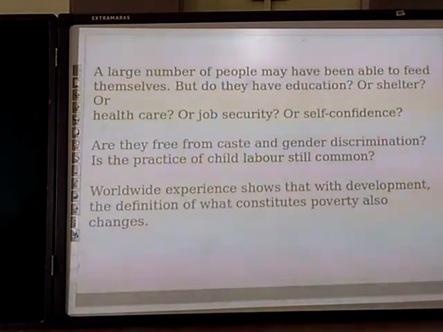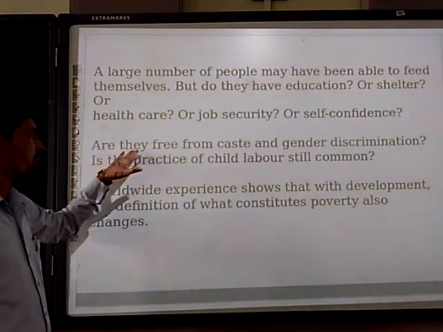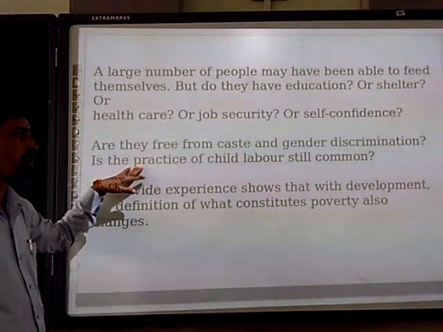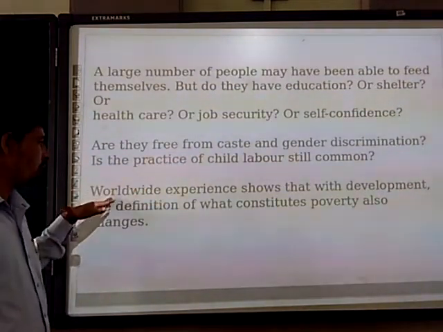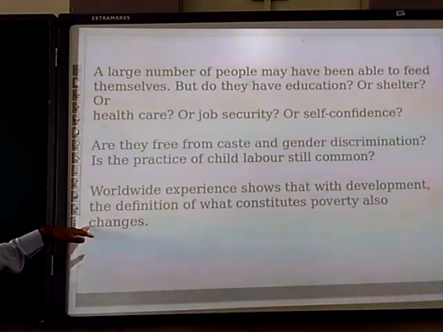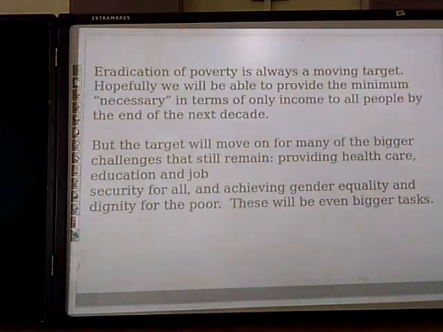A large number of people may have been able to feed themselves, but do they have education, a shelter, health care, job security or self-confidence? Are they free from caste and gender discrimination? Is the practice of child labor still common? Worldwide experience shows that the definition of what constitutes poverty has also changed. Eradication of poverty is always a moving target.